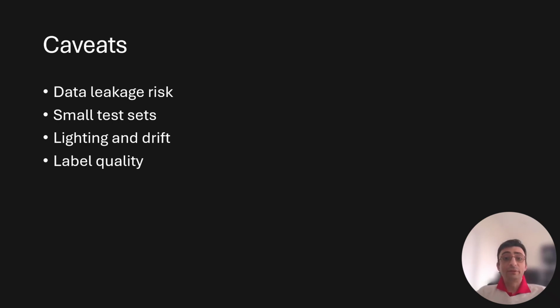Lighting and drift: color features are sensitive to camera and lighting. Standardize the capture or color calibrate. Label quality is important. If lithology codes are inconsistent, the model will faithfully learn your inconsistency. So, garbage in, elegant garbage out.